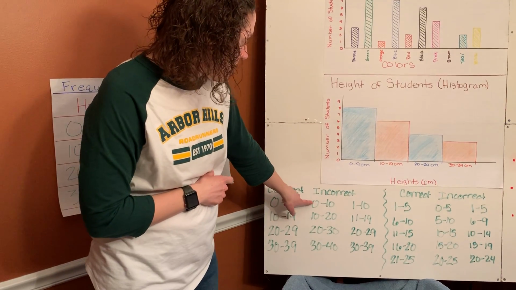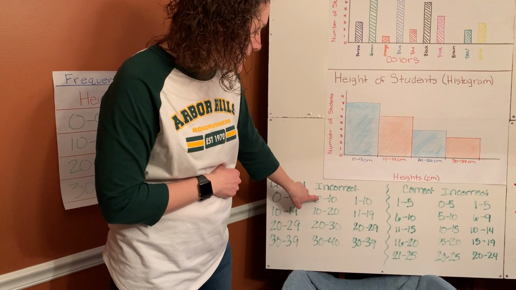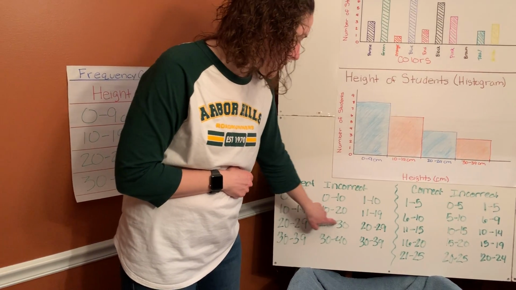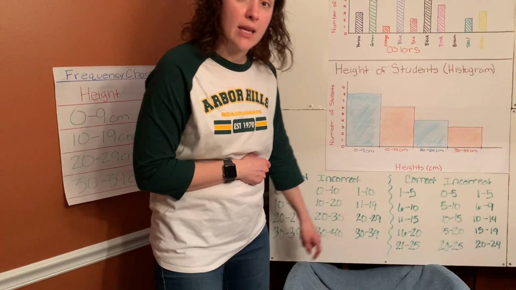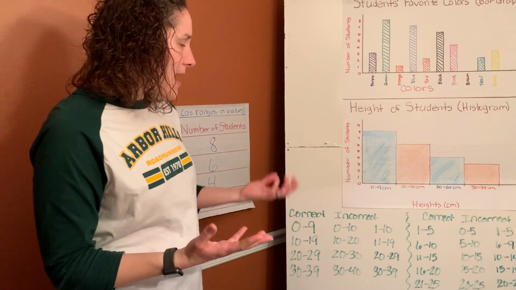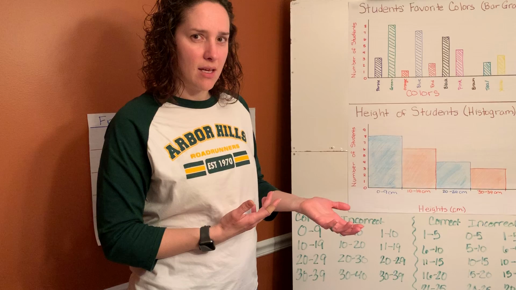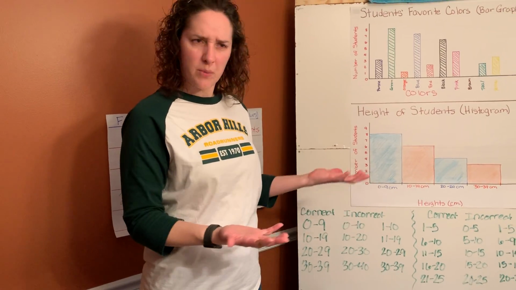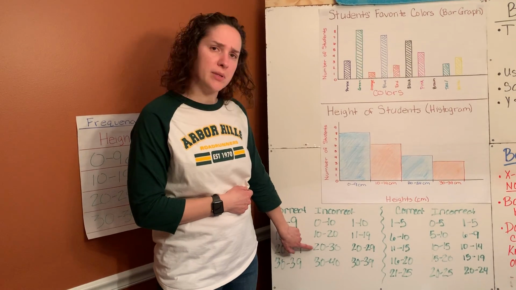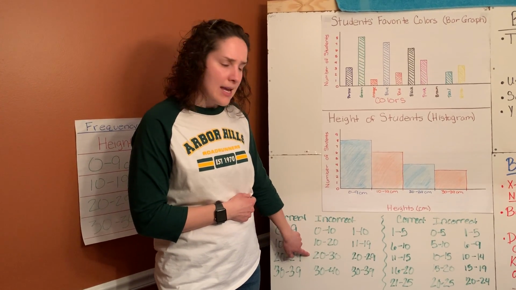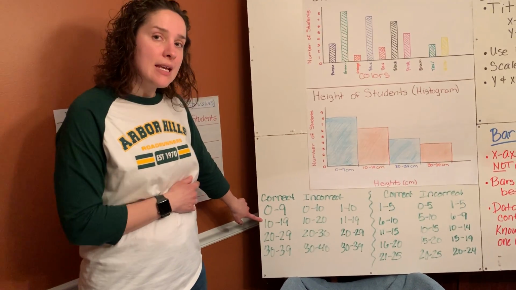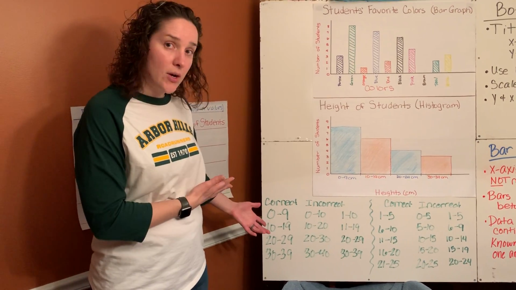Let's look at this one. The most common mistake is that students will go 0 to 10, and then 10 to 20, and then 20 to 30, and 30 to 40. And on first look, that sounds okay, except what if you have data that is 20? Where would you put it? Would you put the 20 with this one, 10 to 20? Or would you put it here with the 20 to 30? And that's where that one gets confusing. That's where something like this is definitely the way to go.